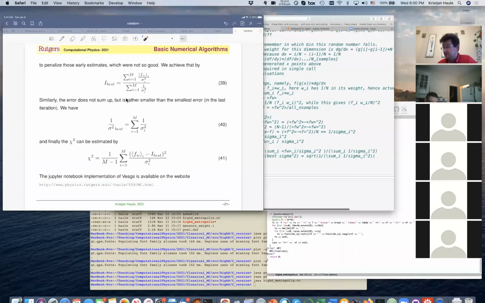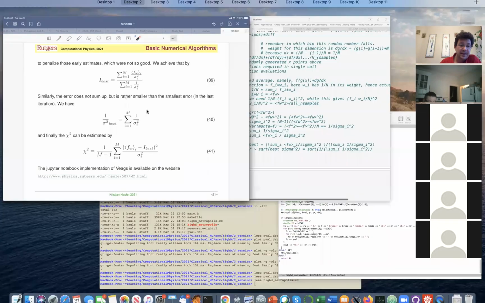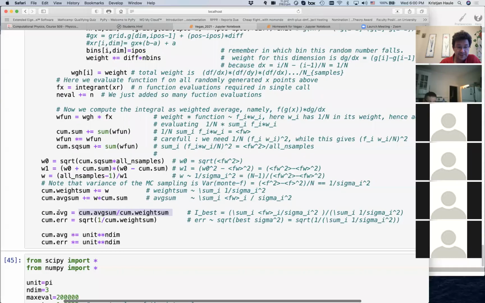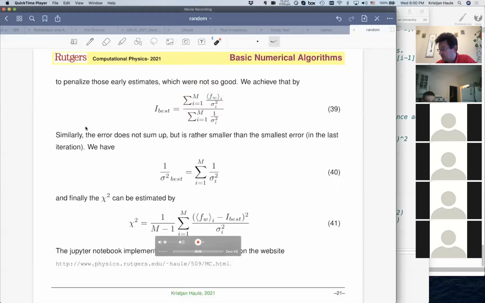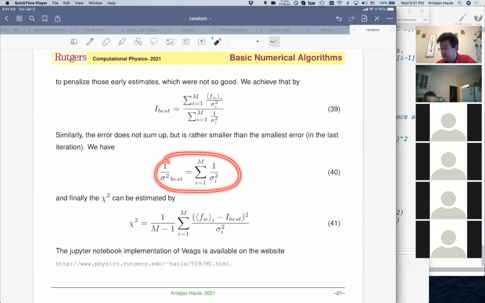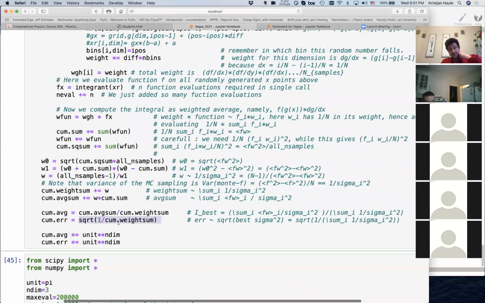Why? Because we are doing this quantity divided by the 1 over sigma square sum. So I best is the cum average. Okay, and then the error bar, cum error bar, is the square root of 1 over cum weight sum, which is clearly 1 over sigma. No, actually sigma best, isn't it? It's sigma best, because 1 over sigma squared is this quantity which we evaluate, and sigma best is then 1 over the square root of this cum weight sum. Okay, and basically this is it.